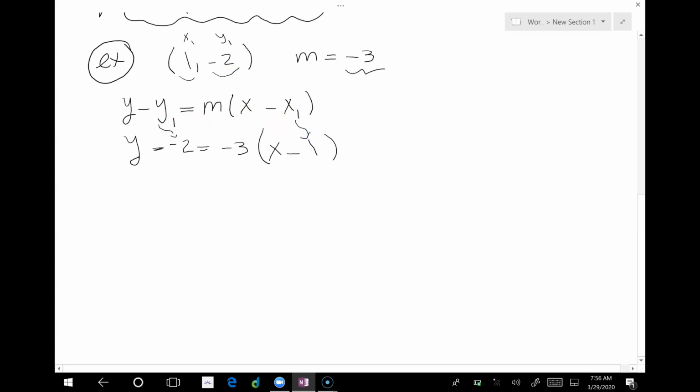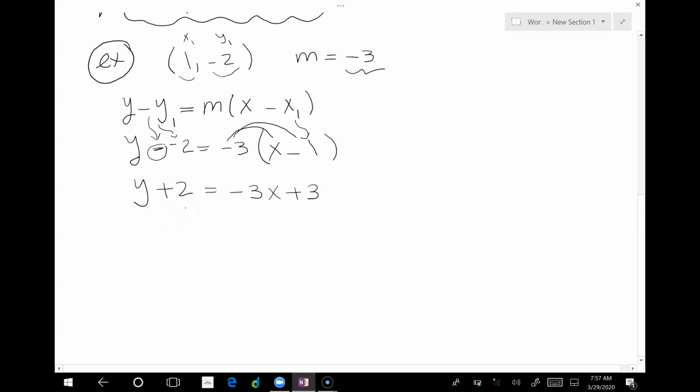So now you would work it out. Y, this minus is the minus of the equation. So minus -2 is +2 equals to, you multiply and distribute the -3. It's -3x. -3 times -1 is +3.